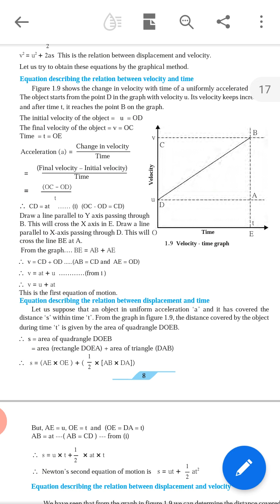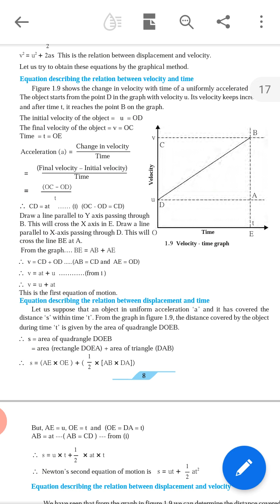Next we are going to see the equation describing the relation between displacement and time. Second equation, s is equal to ut plus half at square. Again we refer to the same graph 1.9. Suppose an object in uniform acceleration a has covered the distance s within time t.